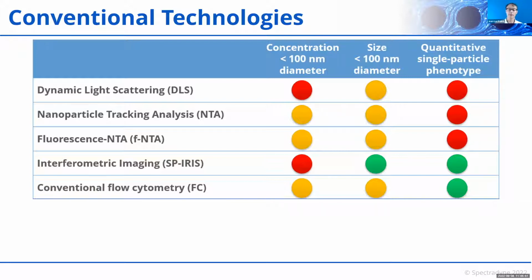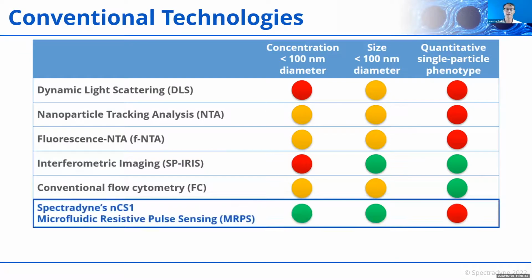Spectradyne's core technology, Microfluidic Resistive Pulse Sensing, or MRPS, delivers accurate nanoparticle size and concentration. But the NCS1 works best in applications where the sample has been purified, when the particles of interest have a standout size distribution like a virus, because the MRPS technique alone doesn't identify what particles are being analyzed.